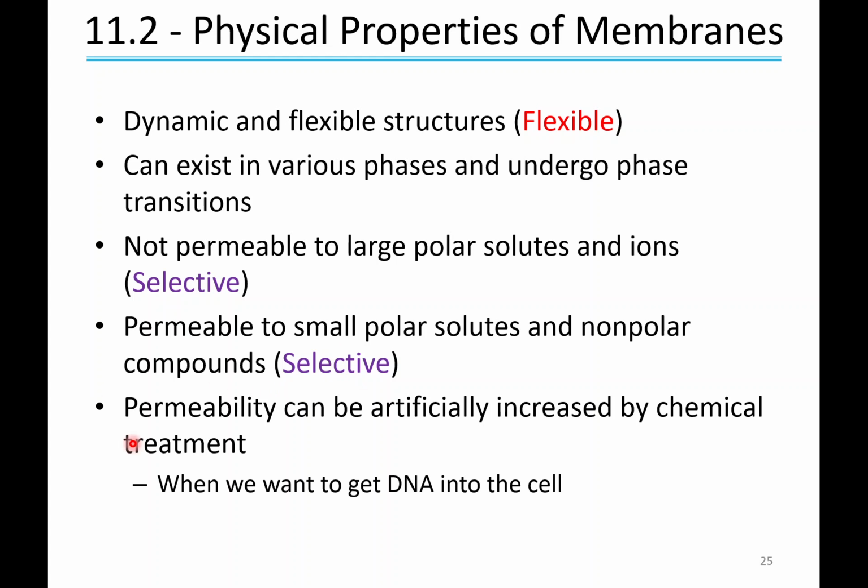Permeability can be artificially increased by some chemical treatment, and this is a way that we can get DNA into certain cells. We can add DNA with certain chemicals that make it easier to pass through membranes, and that's in the lab. That's how we do some bioengineering to study the effects of certain genes inside cells.